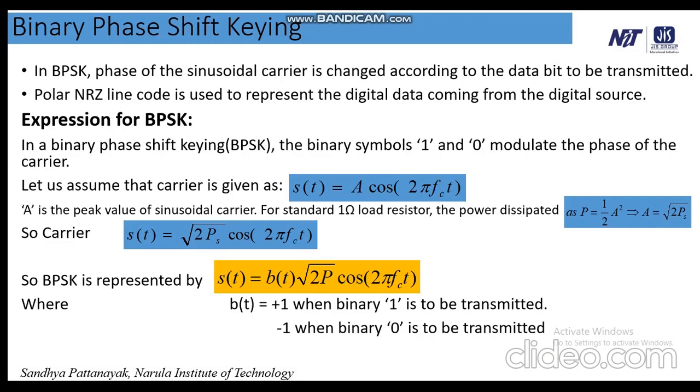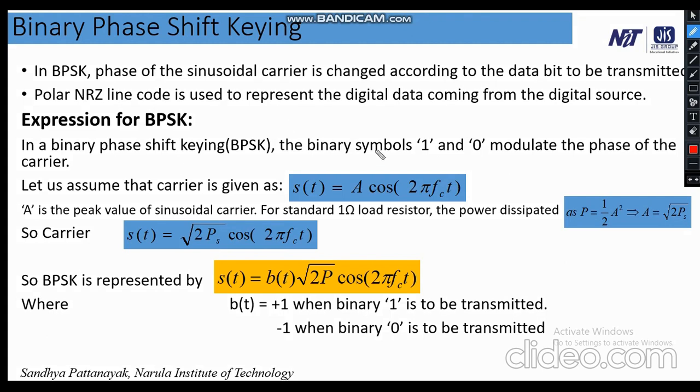So let us discuss the BPSK modulation technique in detail. In BPSK, as I told you, the phase of the carrier signal is changed in accordance with the data bit that has to be transmitted. First, we represent the data in polar non-return to zero line code technique. If you remember the polar non-return to zero line code technique, we represent the binary one with a positive voltage, right? And we represent the binary 0 with a negative voltage.